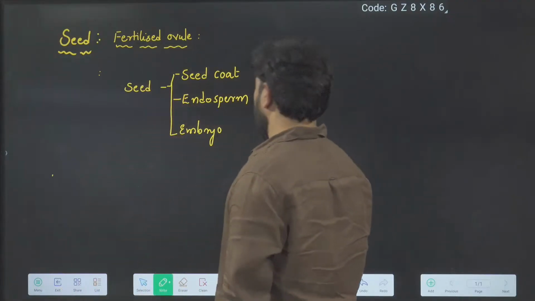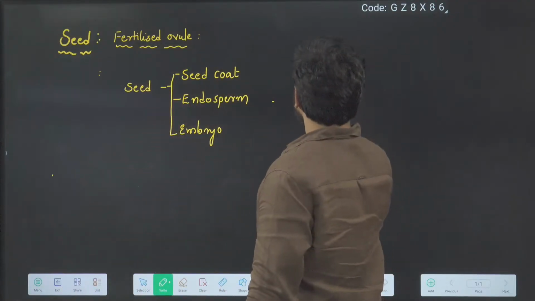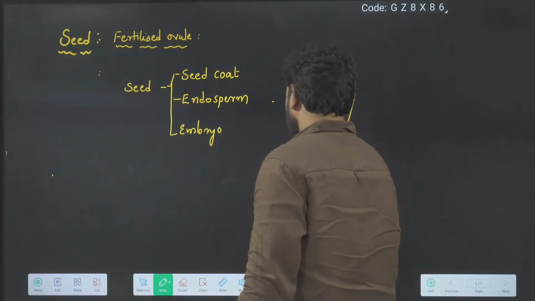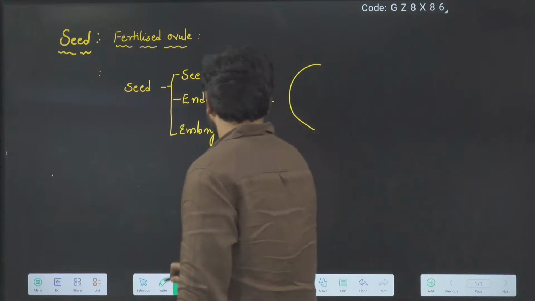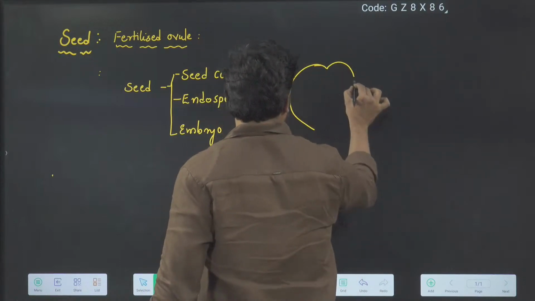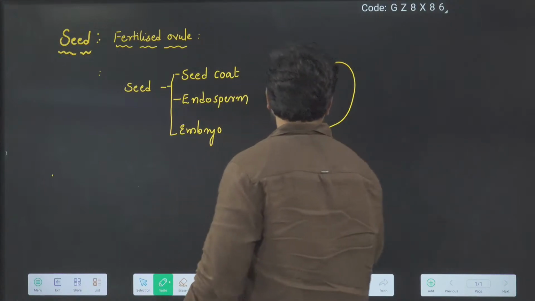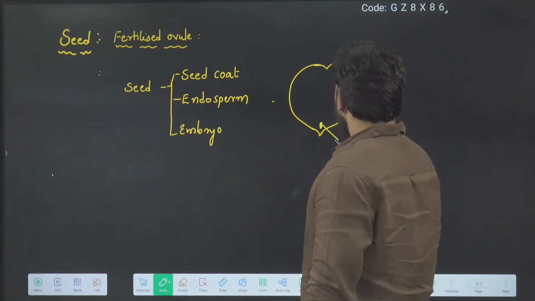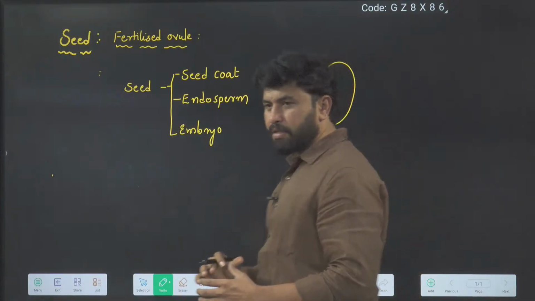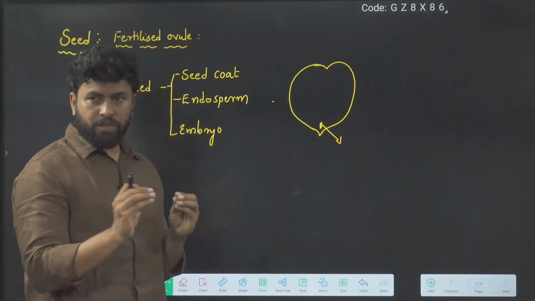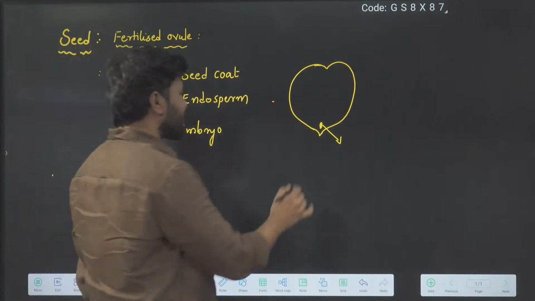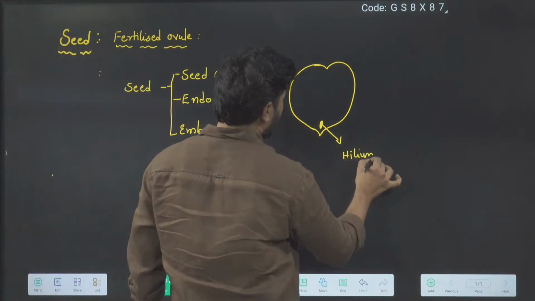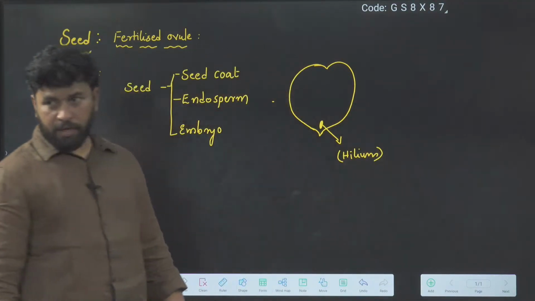Okay. Next one, I will draw a typical seed. Imagine it is a seed. Consider it is a seed. In this, the seed will have something that is called a scar. Scar means a small notch on the surface of the seed. This scar we call hilum. Hilum. Okay.